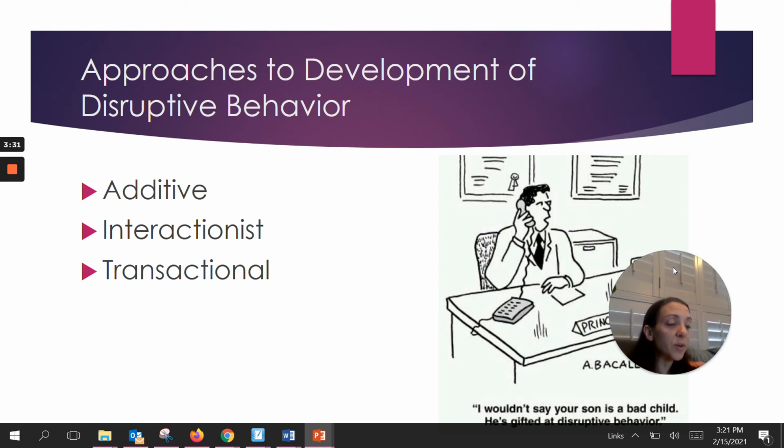And the last one is transactional. You have different developmental factors that influence each other and the disruptive behaviors across development. So what this is saying is that nature and nurture are constantly changing each other and changing the disruptive behaviors. And we're going to talk a little bit about that later in this chapter.